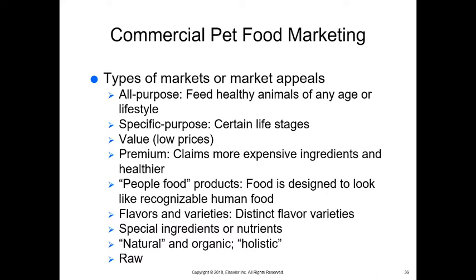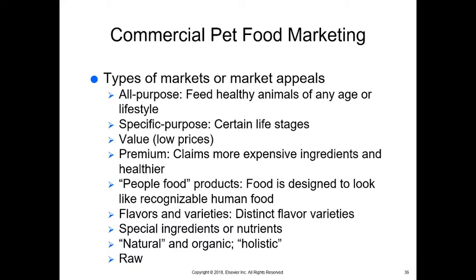There are specific purpose dog foods that are scientifically proven to help with certain life stages. So large breed puppy, adult, senior. Those are specific purpose. There are considered value foods, and these are based on the price, okay? Premium doesn't mean anything except that it claims that more expensive ingredients are healthier. So it claims that, but it doesn't necessarily mean it's best for this particular animal's nutrition.